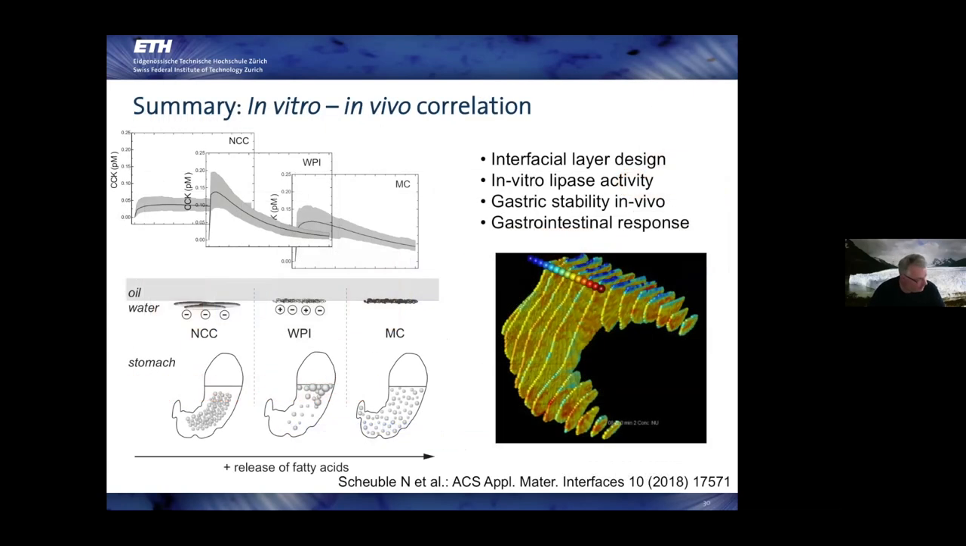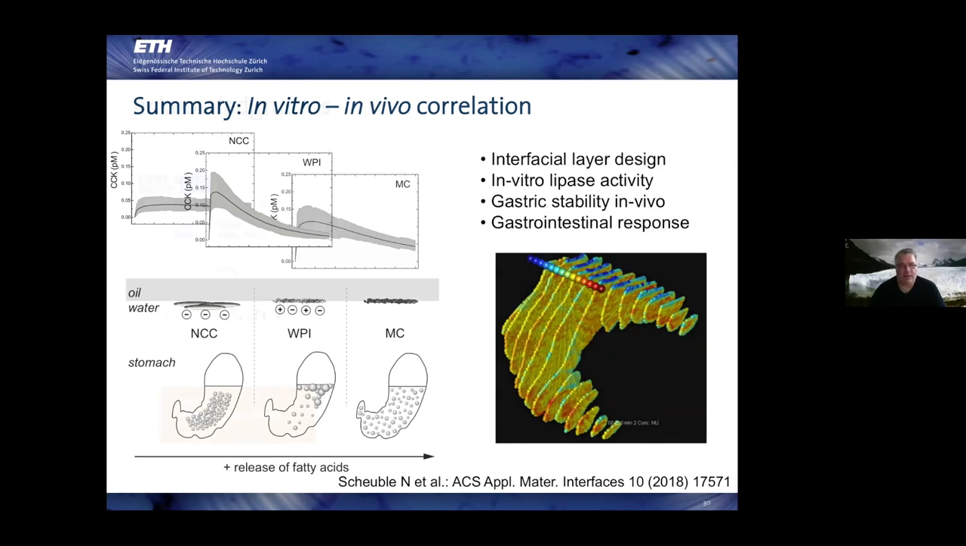Okay, and with that, I'm going to finish. I hope that what I could show you is that by designing interfacial layers with different materials, in particular here proteins and celluloses, one can generate emulsions that behave differently in both in vitro and in vivo gastric and intestinal environments, and by that help to structure the food emulsion, and also control its digestion and the lipid uptake eventually in the small intestine. And I think with that I'm going to finish, and thank you for your attention.